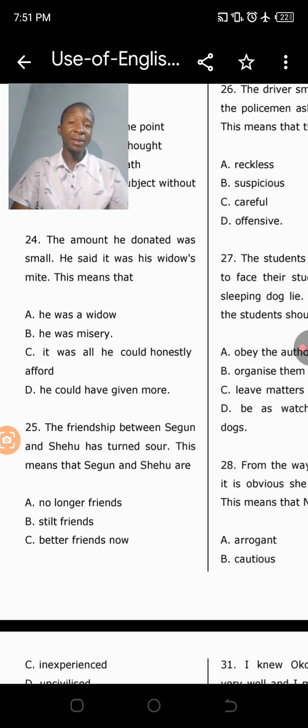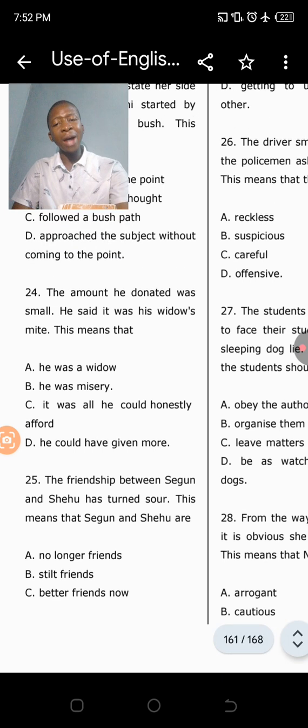No longer friends. Their friendship has gone sour. This means that they are no longer friends. They've had issues, probably irreconcilable issues, and therefore they are no longer friends. So our answer is A. When you say a friendship has gone sour, it's definitely not B, still friends. A friendship cannot go sour and then still have friendship running between those people. It's rare. So it's actually not C, and at the same time, it is not D.